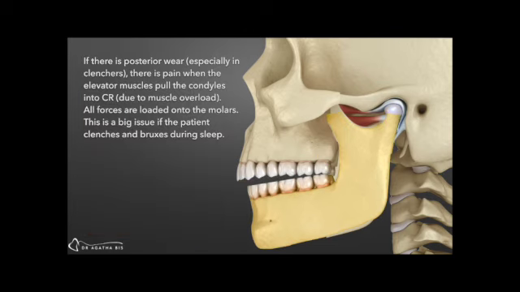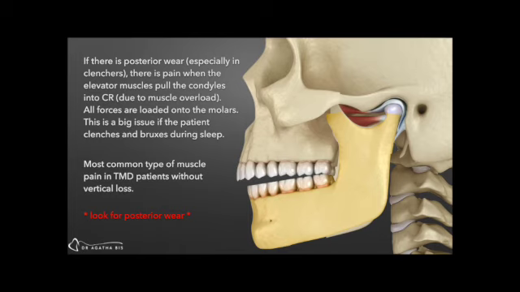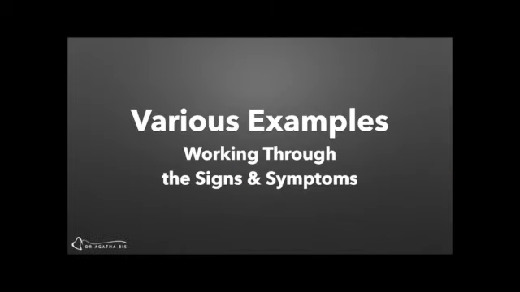So if there is posterior wear, especially in clenchers, and there's pain when the elevator muscles pull the condyle into CR, all forces are loaded onto the molars. And this is a big issue if the patient clenches and presses during sleep. So you're going to have significant posterior wear. And this is really the most common type of muscle pain in TMD patients without vertical loss. So definitely look for posterior wear in patients that you know have healthy joints but are having muscle pain.